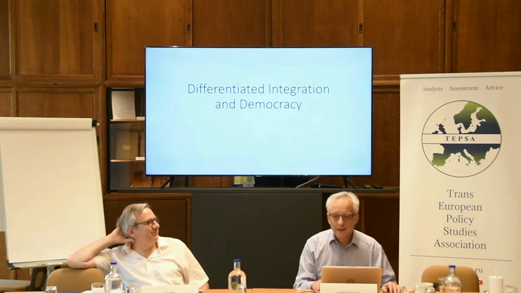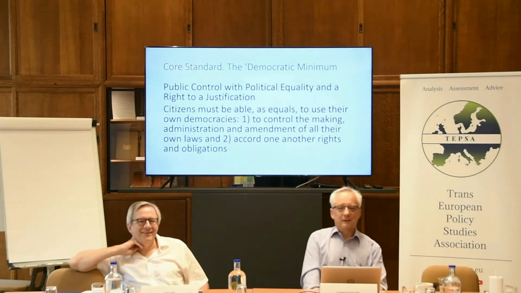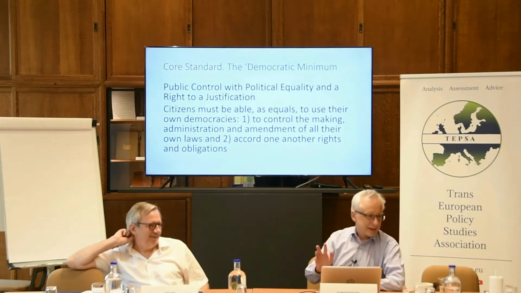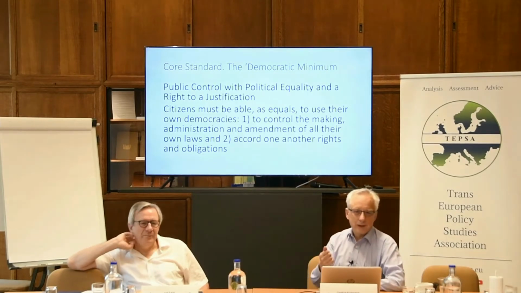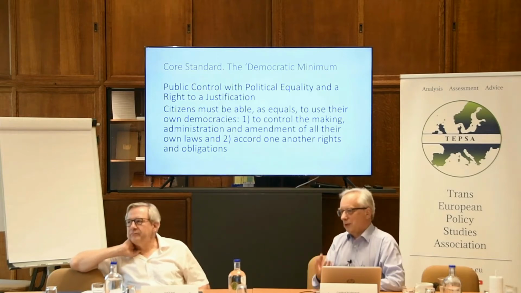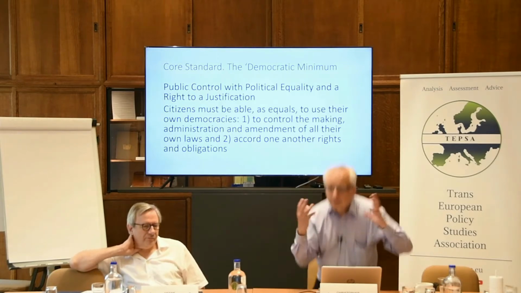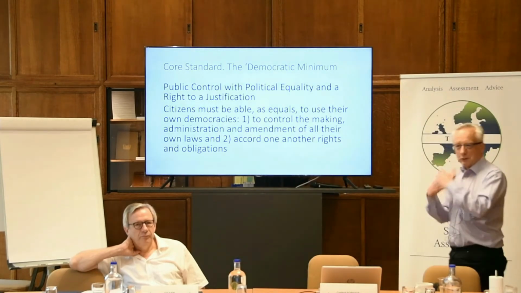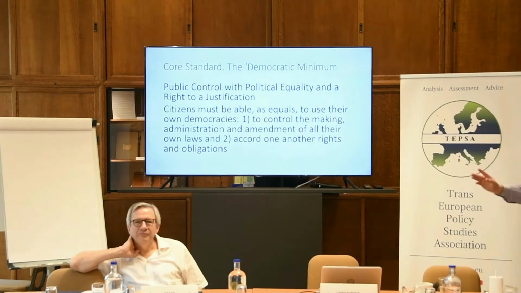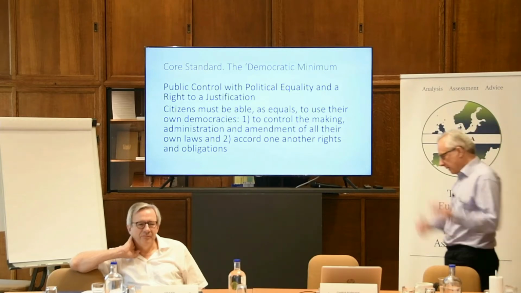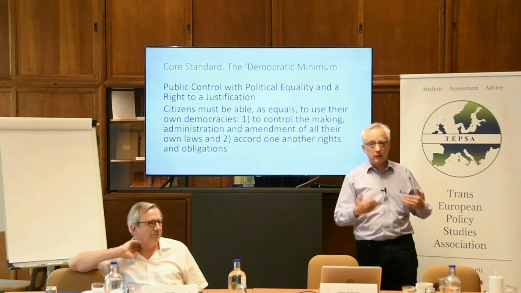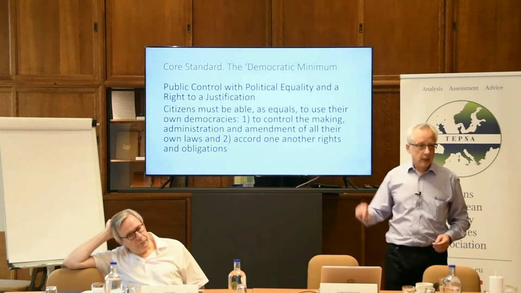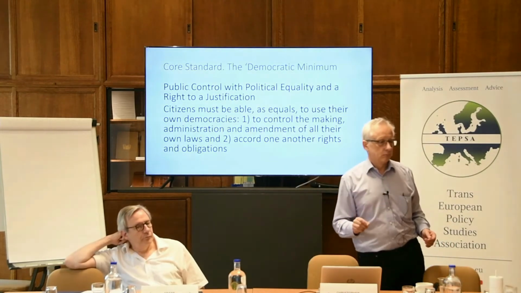Here's mine. It's the first one. You will ask me, why ever this? Public control with political equality and a right to a justification. Now, I think these are the minimum standards. This is the very basic minimum you need. You can tell me it's ruled by the people. You can tell me it's legitimation by the people. But I think these are the absolute minimum conditions you need for that. Public control with political equality and a right to a justification.